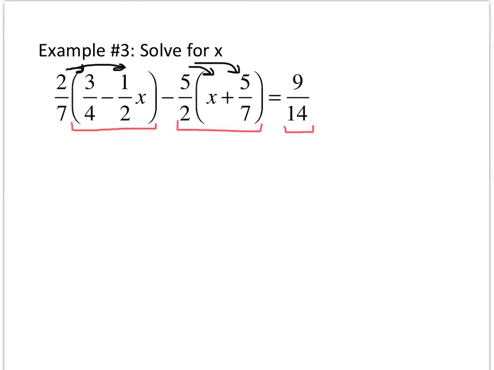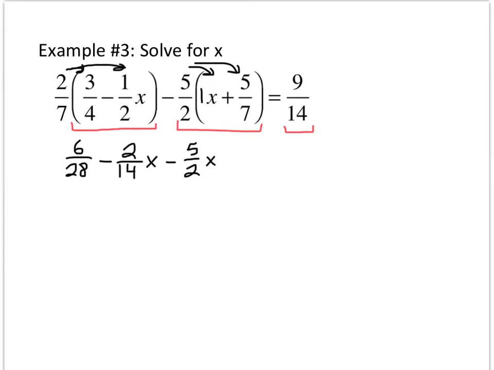So after we do this distribution, we should be able to then deal with the rest of the fractions, just like in the last couple problems. So distributing through, I get 2 times 3 is 6, over 7 times 4, which is 28, minus 2 times 1 is 2, and 7 times 2 is 14, and that's x, minus 5 over 2 times x. Again, we can imagine that there's a 1 in front of this x, so I'm just going to call that 5 over 2x.